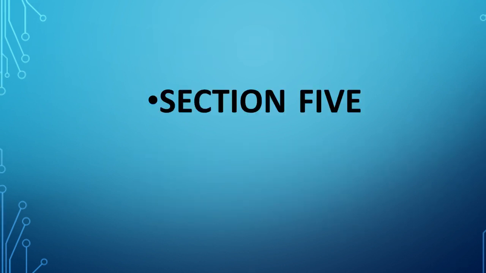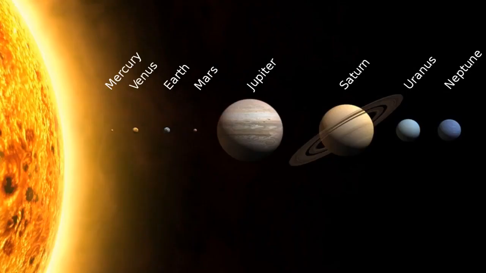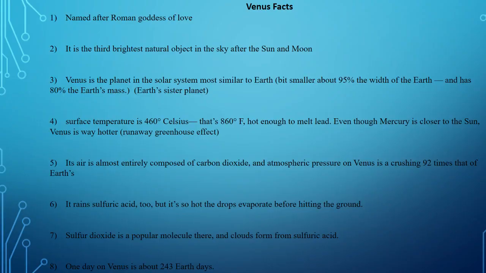In section 5, we'll talk about the topics. First, we'll talk about Venus. Venus is the second planet from Sun. It is in the middle of Mercury and Earth. Here are some facts about Venus.